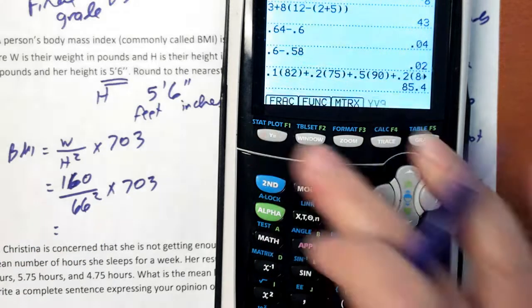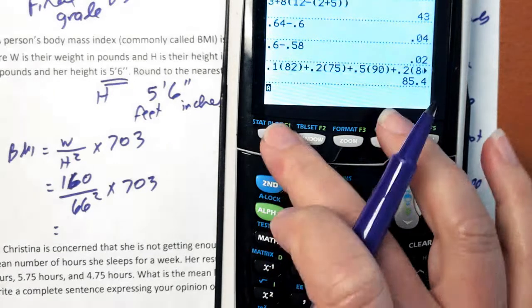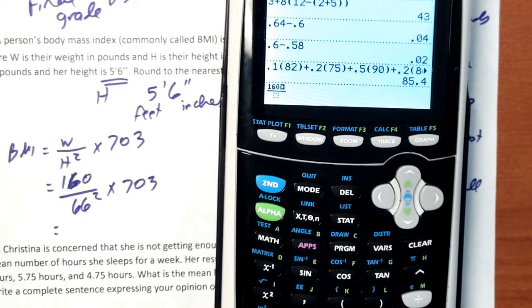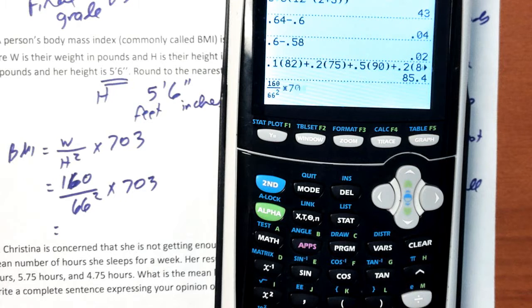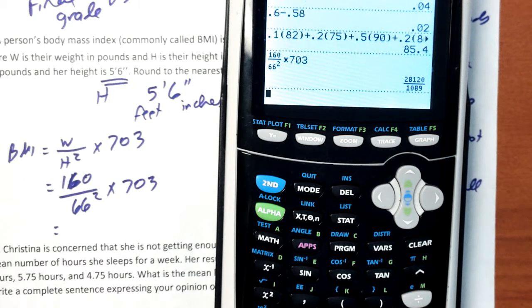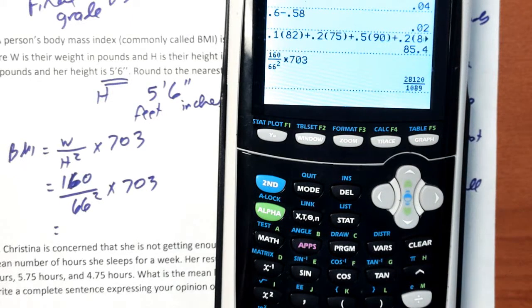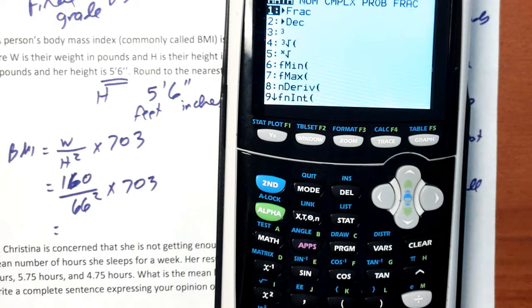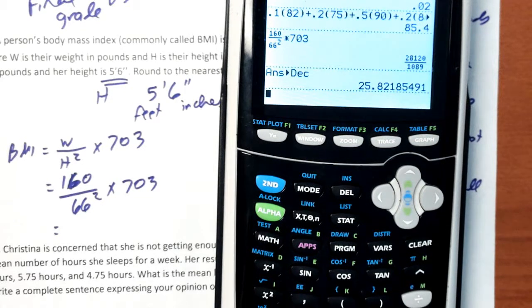So if you're using an 84, you can use your little fraction trick. Remember, it was alpha and then the y equals button, and then choose the numerator denominator, and you can type it in. 160 over 66 squared. Then I arrowed out to get over on the side where I typed my times 703. Okay? Now notice, unfortunately, because I typed in a fraction, it thinks I want my answer as a fraction, and I probably don't. I would rather have a decimal. So what you can do then is you can hit your math button and say, oh, I don't want to convert to a fraction. I want to convert to a decimal. And it'll make it a decimal for you.